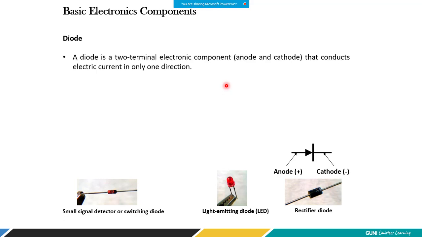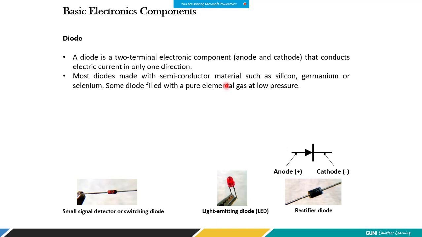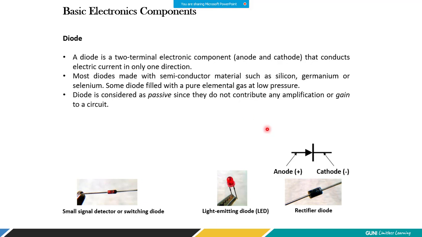So a diode is a 2-terminal electronic component that conducts electric current in only one direction. Most diodes are made with semiconductor materials such as silicon, germanium or selenium. Some diodes are filled with a pure elemental gas at low pressure, right? A diode is considered passive since it does not contribute any amplification or gain to a circuit. Diodes can be used as rectifiers, signal limiters, voltage regulators. Very important. A diode can be used as a voltage regulator.